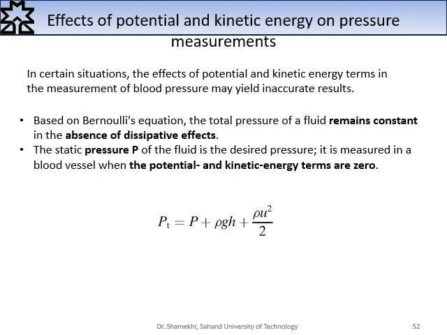Effects of potential and kinetic energy on pressure measurements should be considered. In certain situations, the effects of potential and kinetic energy terms in measurement of blood pressure may yield inaccurate results. Based on Bernoulli's equation, the total pressure of a fluid remains constant in the absence of dissipative effects. The static pressure P of the fluid is the desired pressure. It is assumed in a blood vessel when the potential and kinetic energy terms are zero.